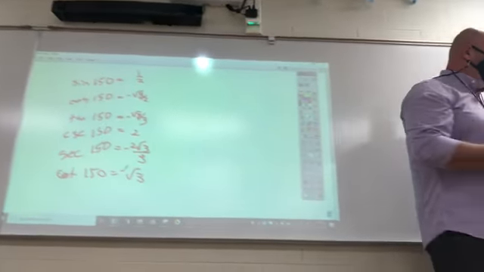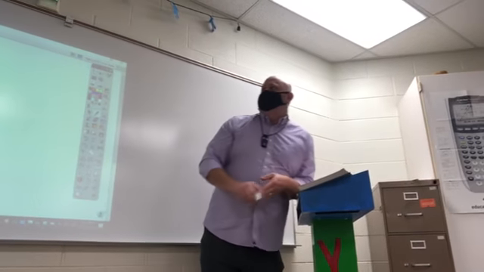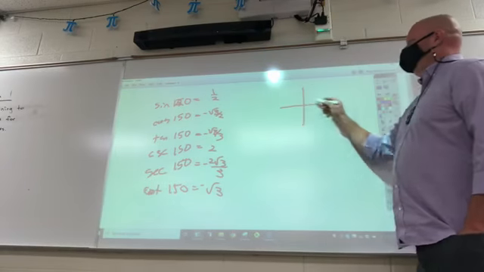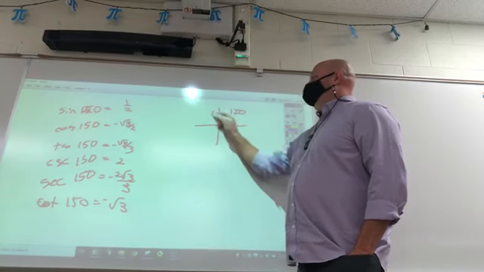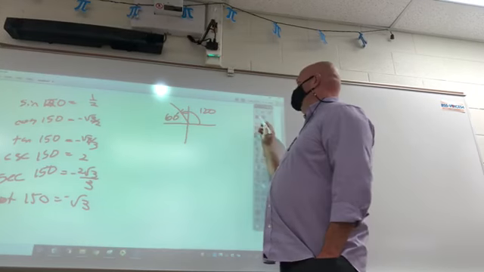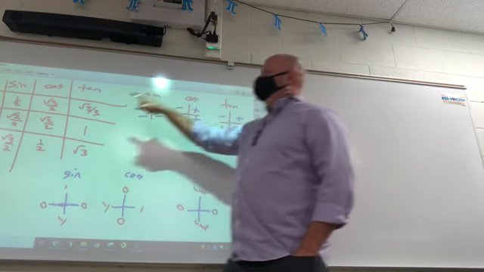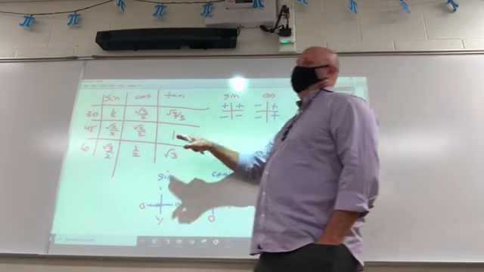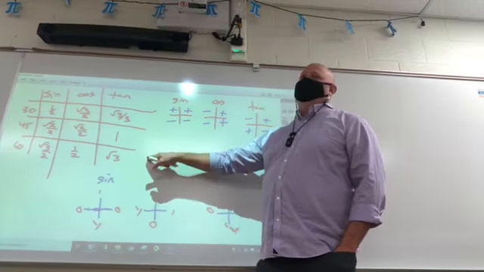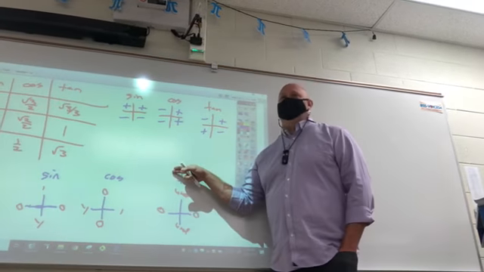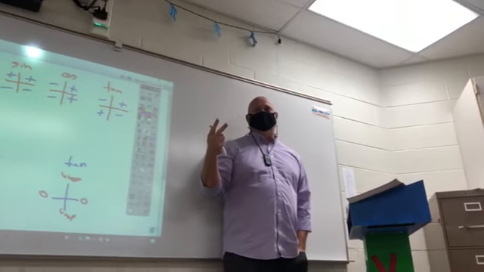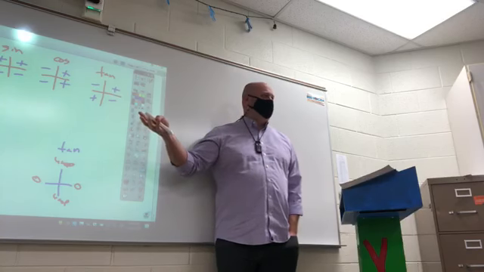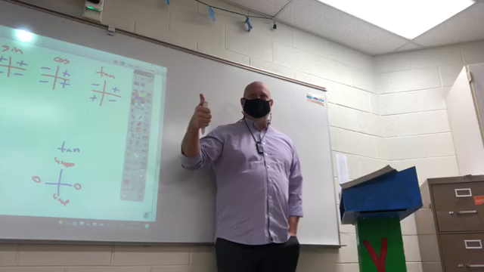Okay. How about 30, 120? If I change all these to 120s, what's the reference angle for a 120 degree angle? 60. So basically, sine of 120, it's going to be this row now, right? So now it's going to be root 3 over 2, 1/2, root 3 over 3, 2, root 3 over 3. 120, again, is in the second quadrant, so positive, negative, negative, positive, negative, negative. Yes? Good? So far, so good?